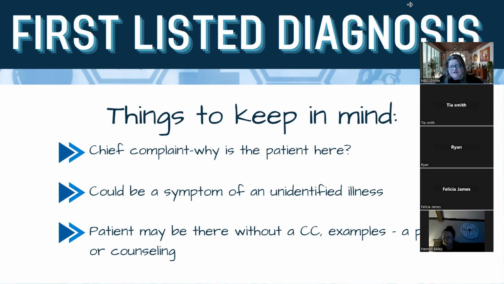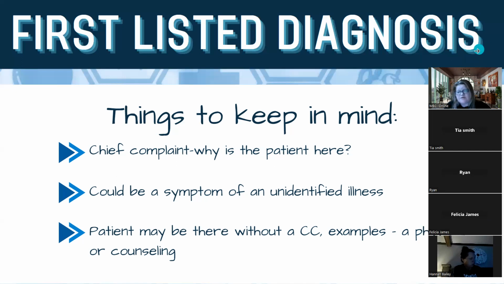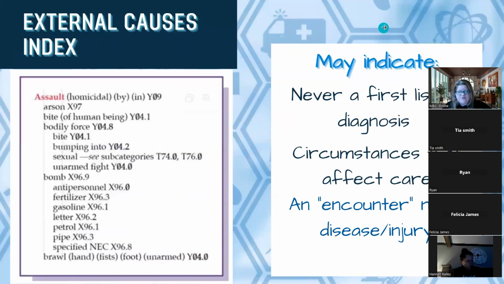The patient may be there without a chief complaint. Examples are physicals or counseling. We don't always see the doctor when there's necessarily something wrong with us. Sometimes we have to take a physical for work, sports, or whatever it may be. And sometimes it's counseling, and there are different types of counseling. I'm not talking about psychiatric counseling. We're talking about if you're diagnosed with a new disease and your doctor wants to counsel you on the different treatment methods for that disease. That's the counseling we're talking about here.